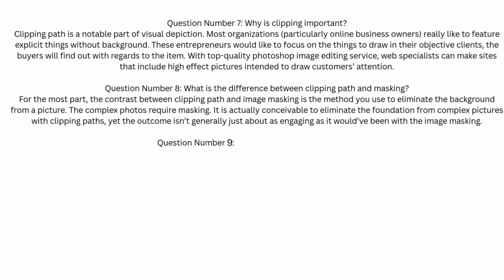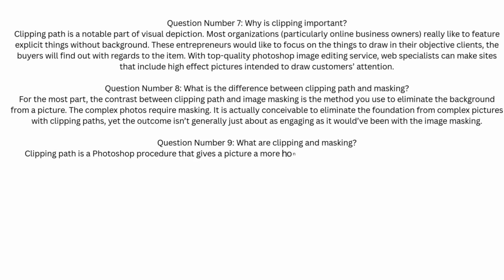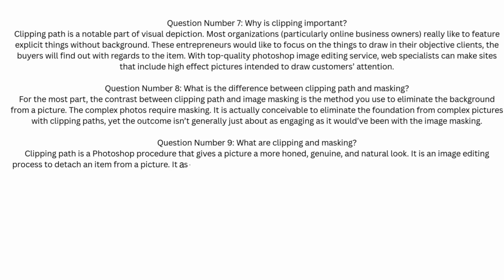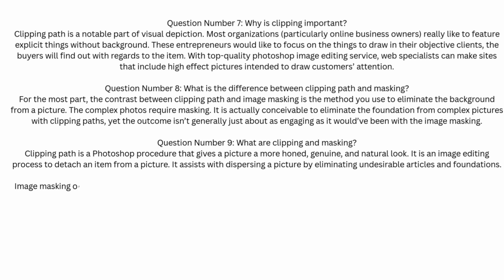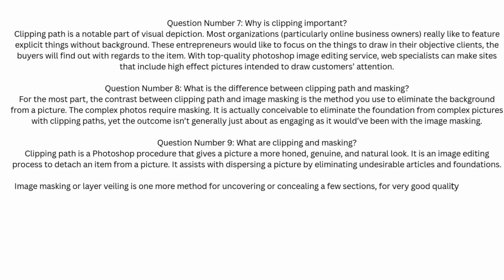Question number 9. What are clipping and masking? Clipping path is a Photoshop procedure that gives a picture a more honed, genuine, and natural look. It is an image editing process to detach an item from a picture. It assists with dispersing a picture by eliminating undesirable articles and foundations. Image masking or layer veiling is one more method for uncovering or concealing a few sections, for very good quality modifying additionally the foundation eliminate of a picture.